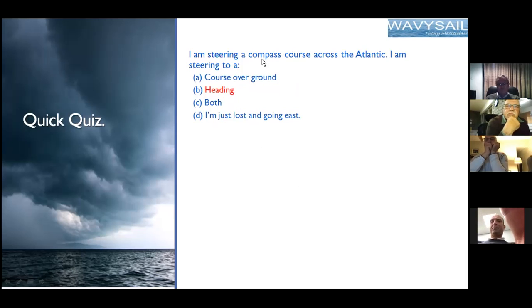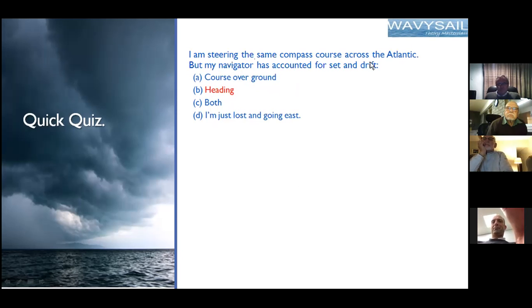If you're steering a compass course, it's where your boat is pointing. Okay, that is a heading. So I think most of you got that right. Now, when you have a navigator who has set and drift put into your heading, it is still a heading. You're still steering a compass course. It doesn't matter that the navigator has put set and drift in, he's still giving you a compass course to steer. It is still where the boat is pointing, therefore still a heading.